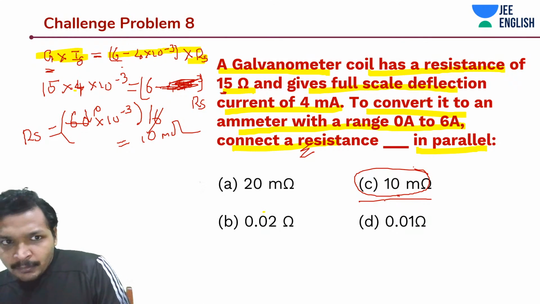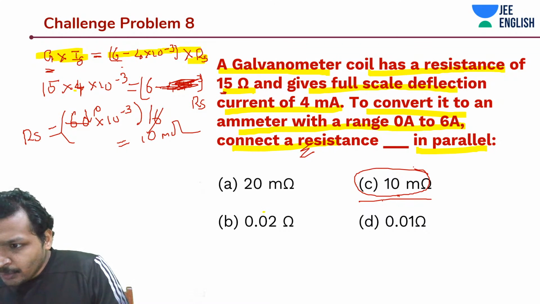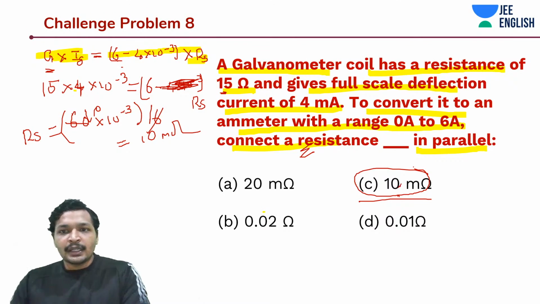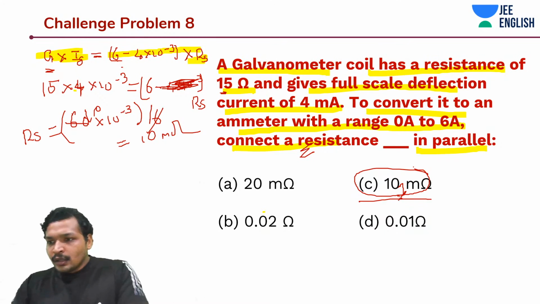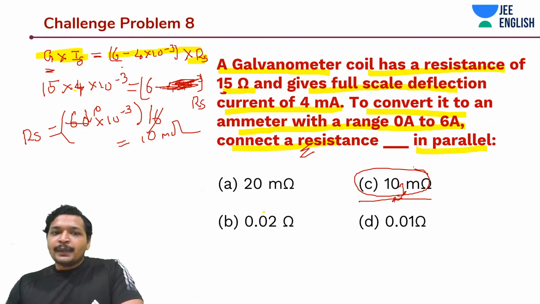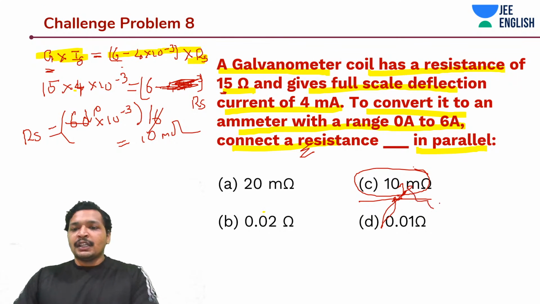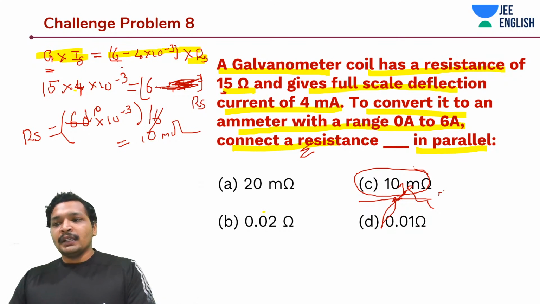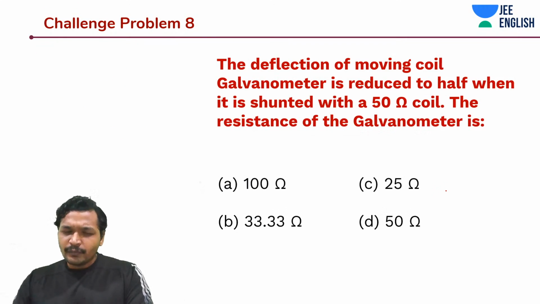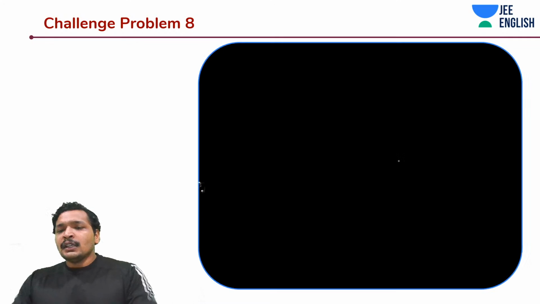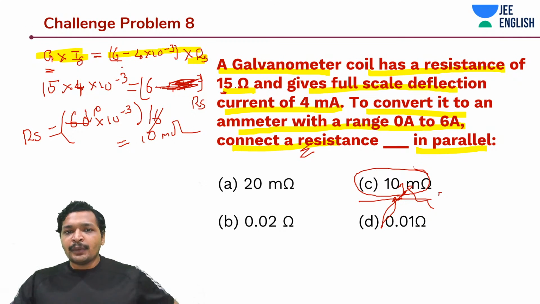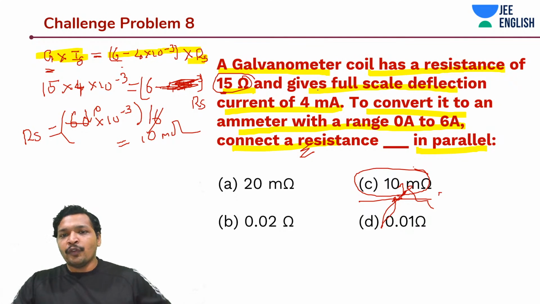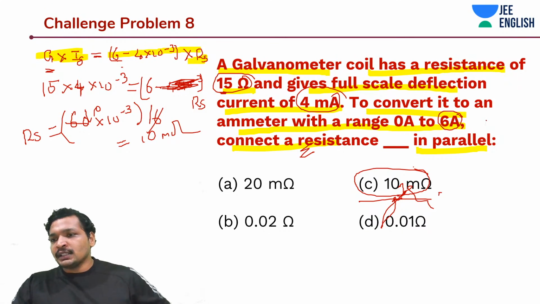How did you get 10 into 10 to the power minus 3? How are you directly equating 10? It should be 10 milliohm. Check it out again. It should be 10 milliohm. Okay, let's get into the next problem. So basically, what did I do? I basically equated 15 into 4 milliampere to 6 minus 4 milliampere into some resistance.